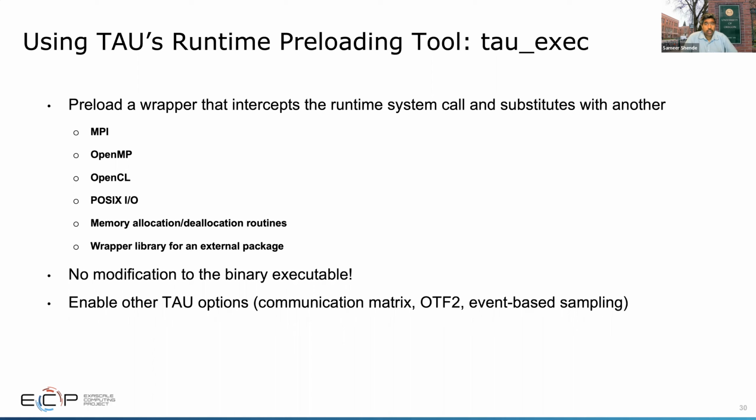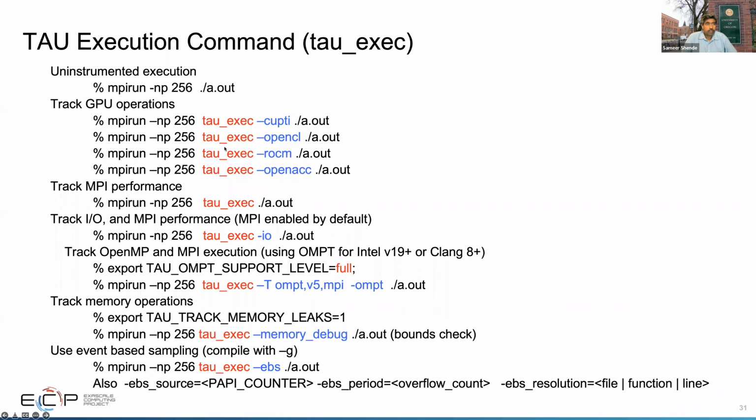And then you can enable other options such as event-based sampling or EBS, the communication matrix display, generating OTF2 traces, etc. And this is how it looks. If you're running an application without any instrumentation in this way, then you can just change that to launch it with tau_exec with the -cupti or -opencl or -rocm or -openacc or other options. So here is the example with I/O profiling, event-based sampling, OpenMP tools interface.